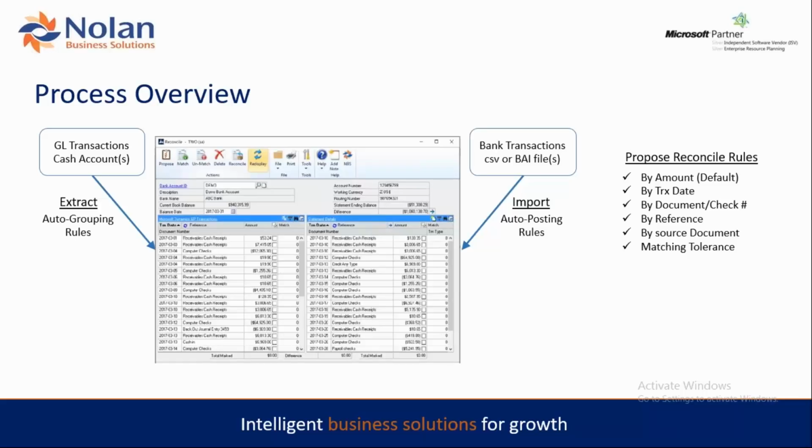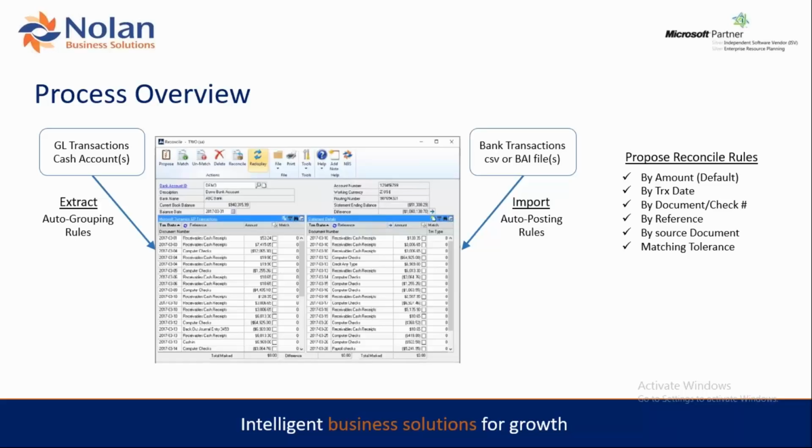But the way we do this is by first looking for amount, which is our default. But understanding that we see a lot of clients who have a lot of the same amounts on a transaction, so it's not the most useful way to build your reconcile rules. So we also give you the ability to work with transaction date, document and check number, by reference field, as well as by your source document.